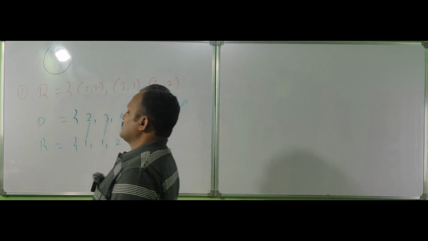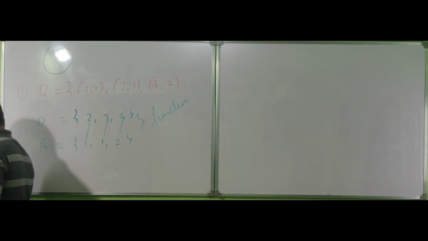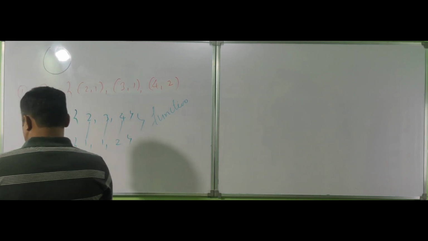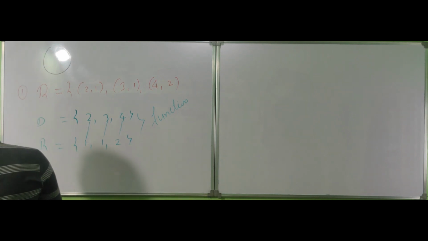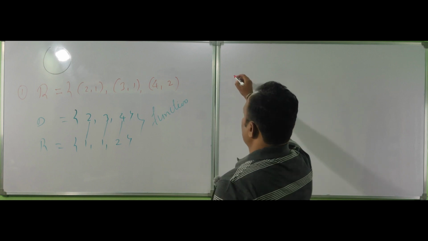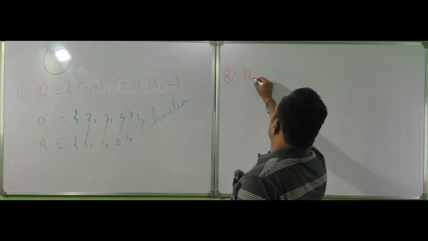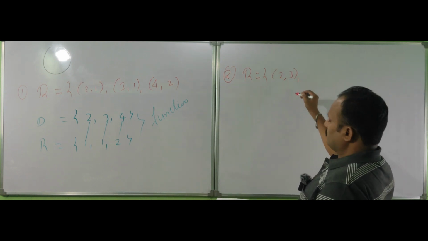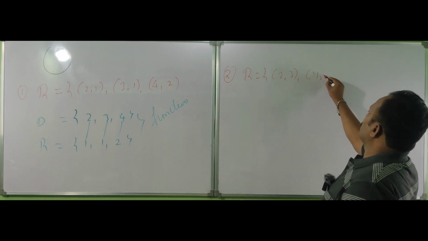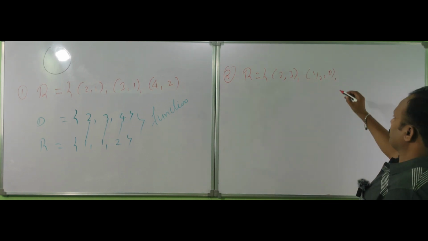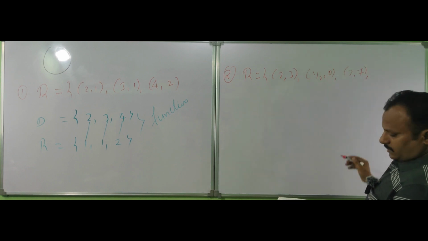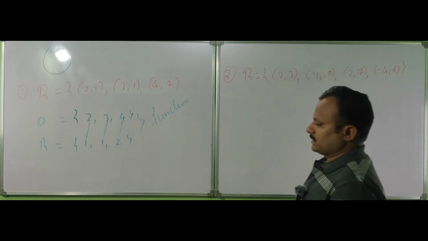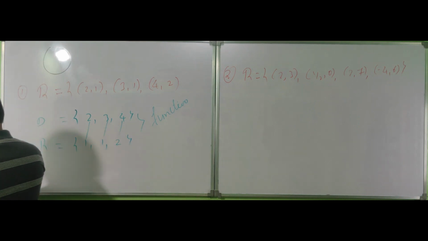Okay. R is the function. First one. Next, R is equal to {(2,3), (1/2,0), (2,7), (-4,6)}. Minus 4, 6. Okay, sir. Is this a function or not?